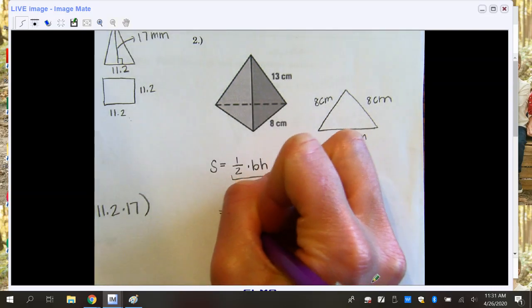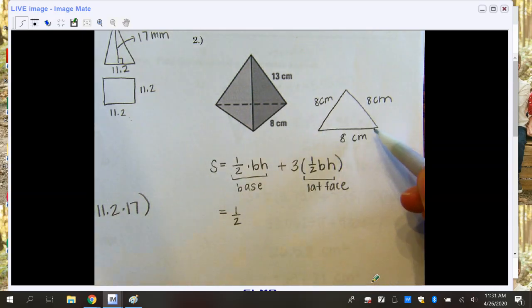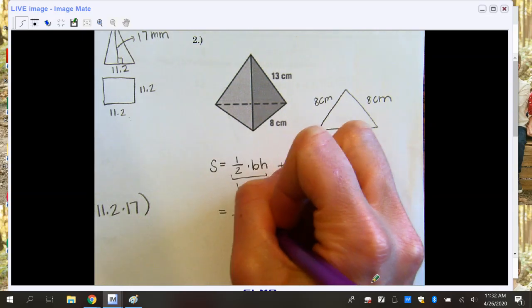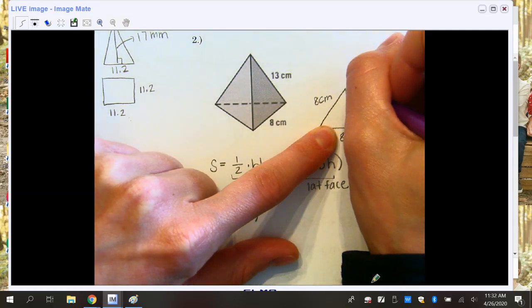Okay, all right. So the length of the base, if I have to find the area of this, is going to be 8 centimeters. So I know that part, but I don't know the height.